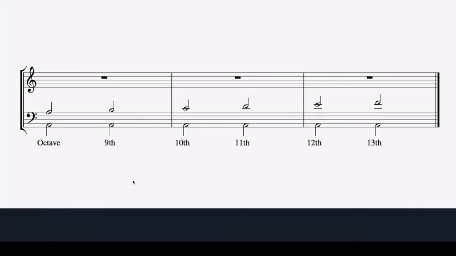We can have intervals that exceed an octave, and those are called compound intervals. I've shown them here. First, an octave. An octave plus a second becomes a ninth. An octave plus a third becomes a tenth. An octave plus a fourth becomes an 11th. An octave plus a fifth becomes a 12th. And an octave plus a sixth, a 13th. And so on.